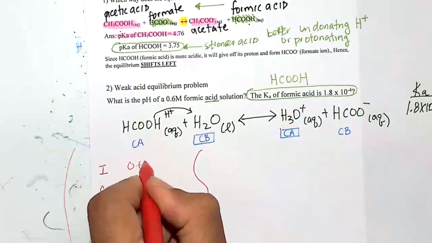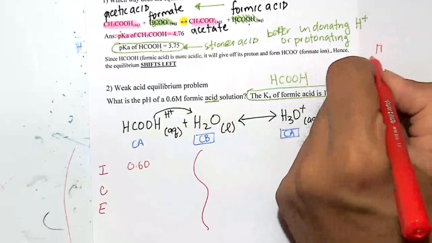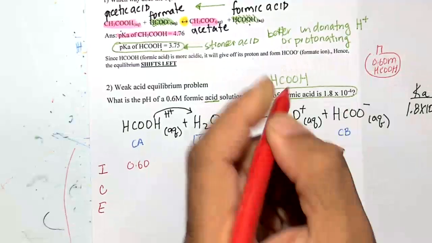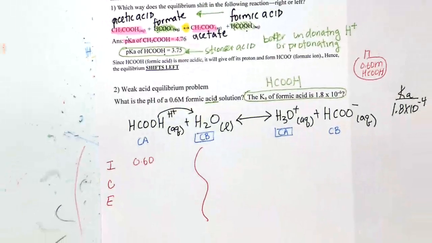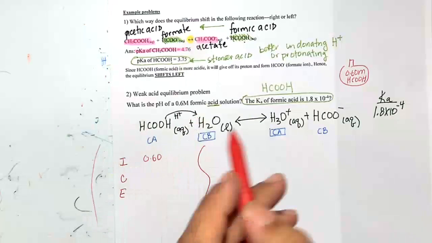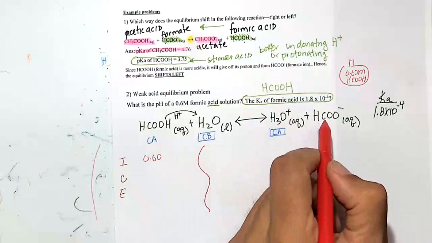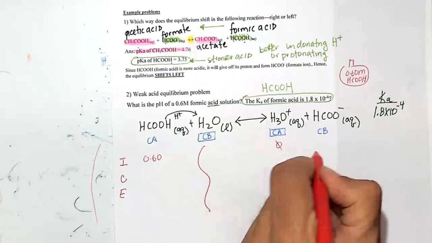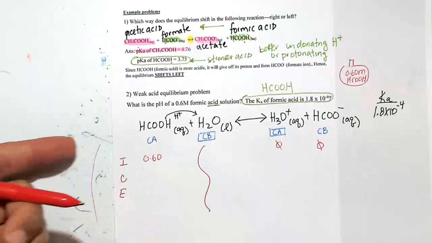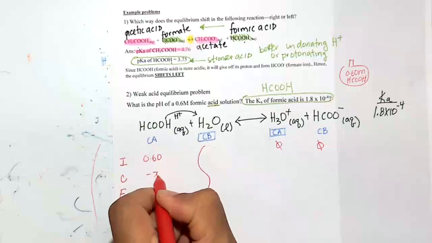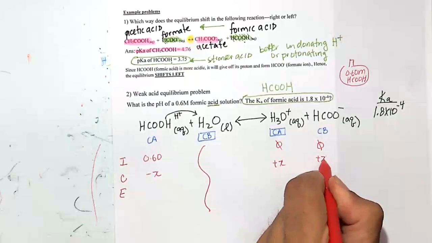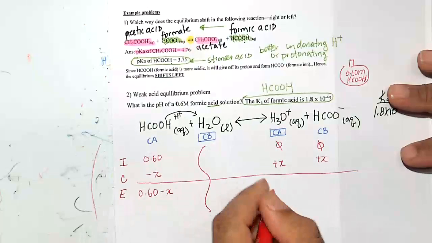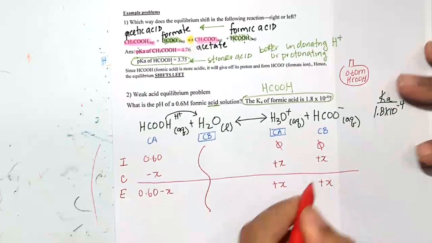So we have 0.6 molar. I have a bottle of formic acid. Okay. Does that bottle contain formic acid? Yes, but what else does it contain? Okay, it contains H3O plus and it contains HCOO minus. This is called formate. So we have 0.60 initially. This is 0. Some of it will react with water to go this way. So this would be minus X, plus X, plus X. 0.60 minus X, plus X, plus X.